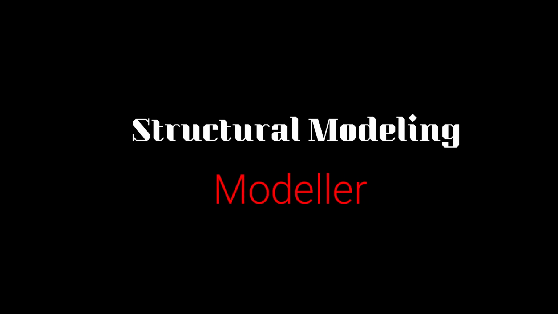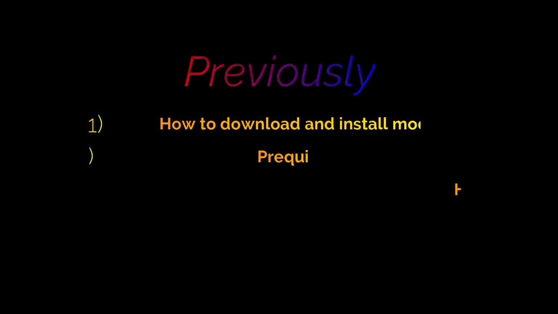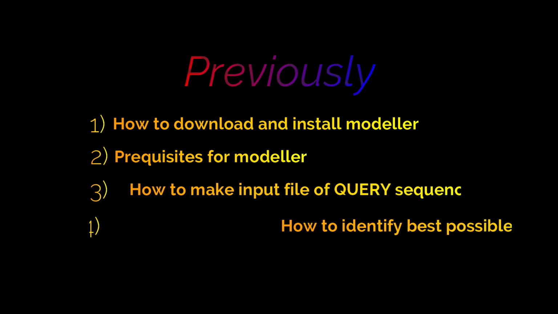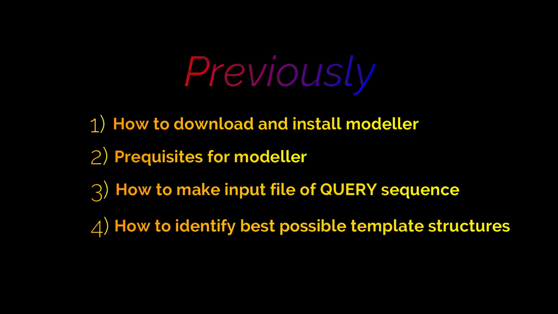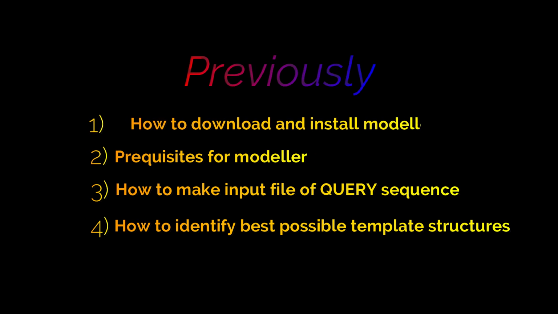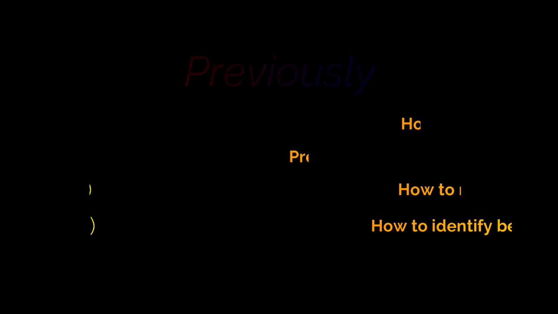Hello everyone. This is the second part of structural modeling using Modeller. Previously, we talked about how to download and install Modeller, what the prerequisites are, how to make the input file of the query sequence you want to make a structure of, and how to identify the best possible template structures. So these were the four things we discussed in our previous tutorial.